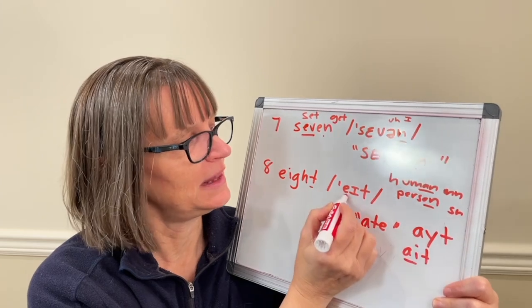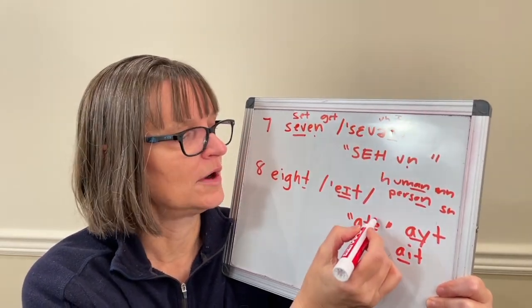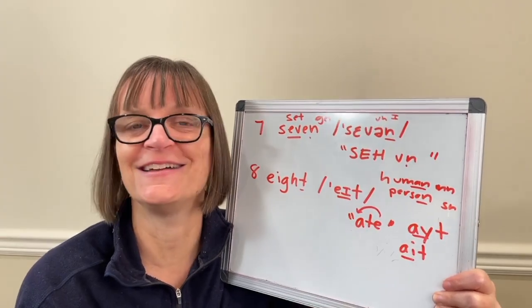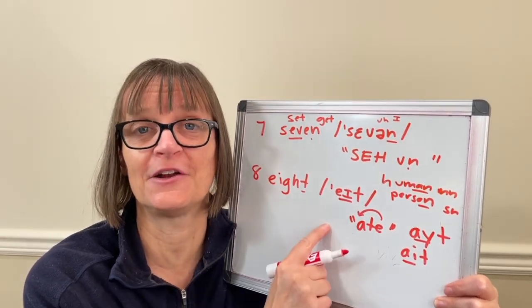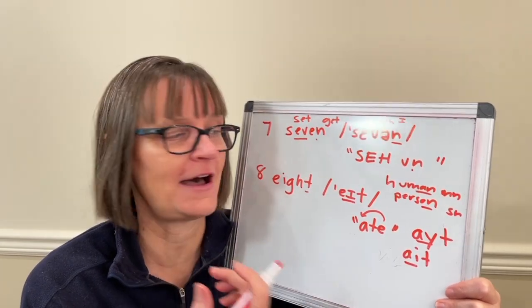So we typically spell the A diphthong with AY, AI, or A with a T at the end. There's our silent E again, making letter A say its name. Our same rule that we saw in the number 5.